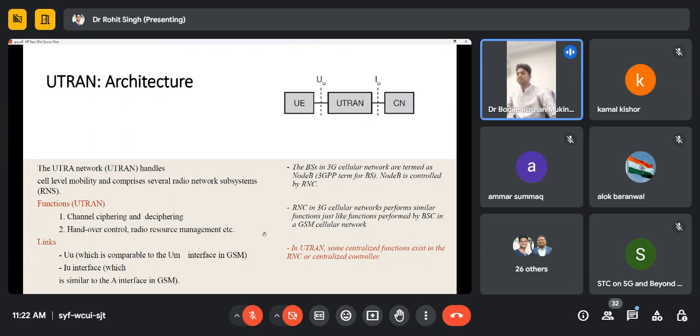The next major change is noted here. Again, as I told earlier, base stations in the cellular network are termed Node B. Node B is controlled by RNC. RNC in the 3G network performs similar operations to those performed by BSC in the earlier, previous generation networks. In general and overall, in UTRAN some centralized function exists, and this is the first step, as I mentioned, towards the centralized network.